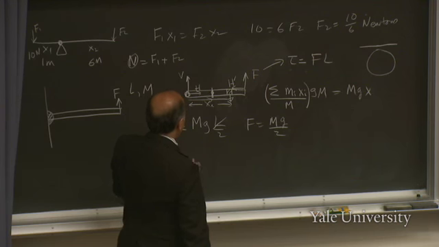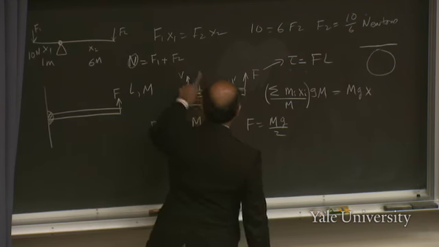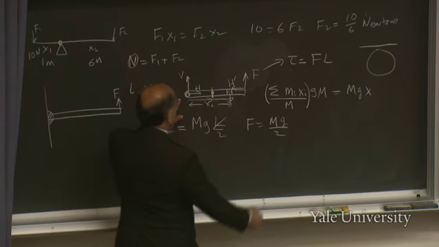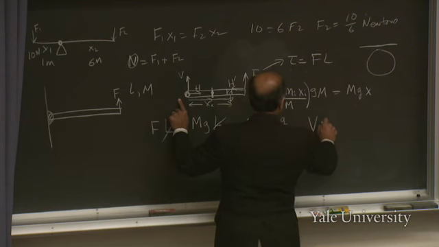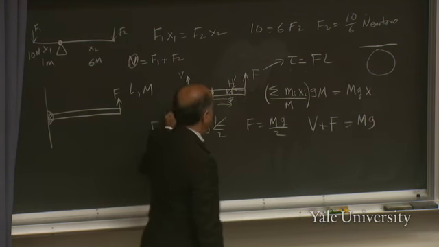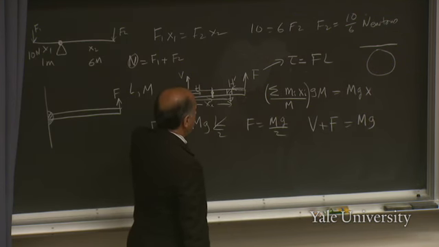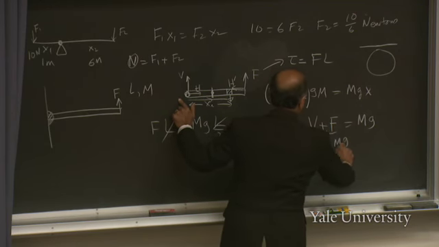Now we can go back. Now that I find the force I have to apply in this direction, what are the forces at the pivot? Well, the vertical force on the pivot is pointing up. My force that I calculated is pointing up, and together they should add up to mg. Now, F is equal to mg over 2, so the vertical force will be mg over 2.